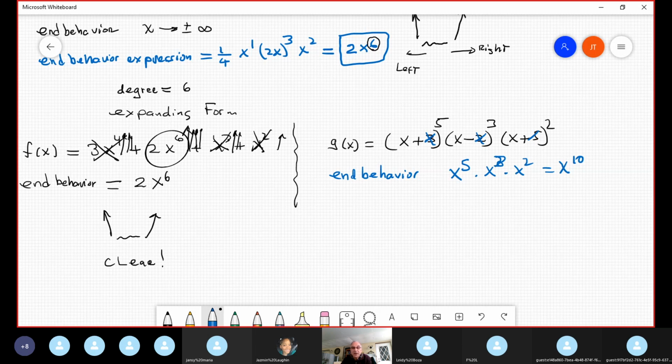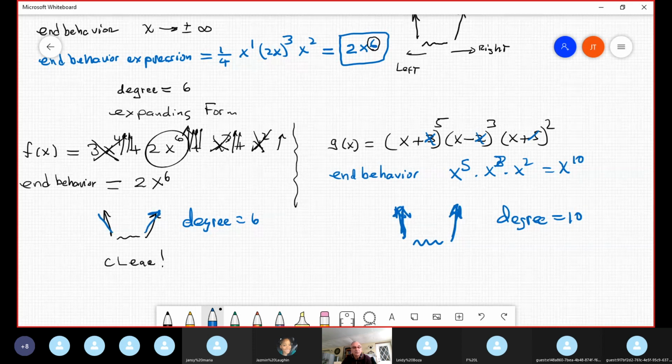The behavior should look similar to this one, because this is degree 6 and this is degree 10. But it's the same shape. What is the only difference? Increasing faster. So this arrow is more vertical because it's increasing faster than this. This one is increasing, but not too fast.